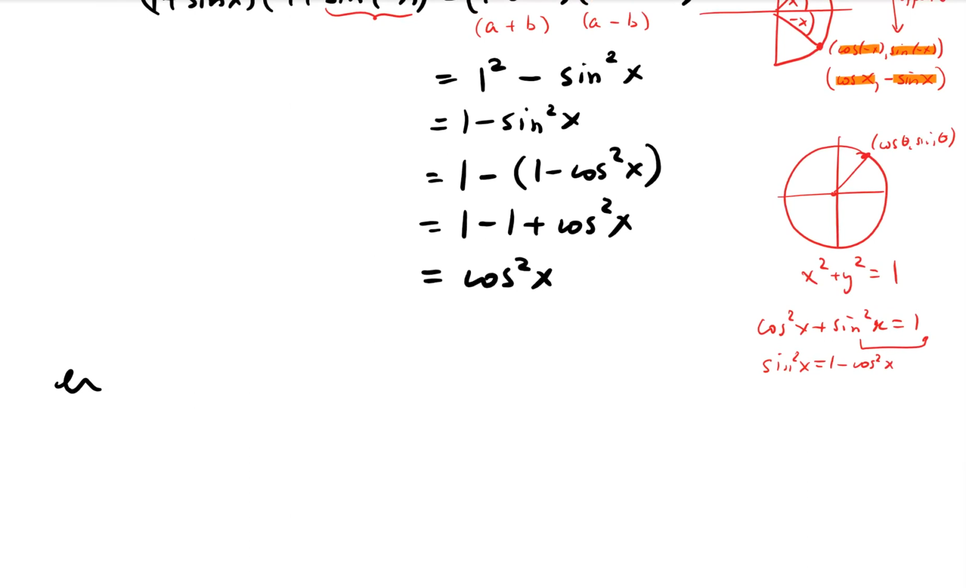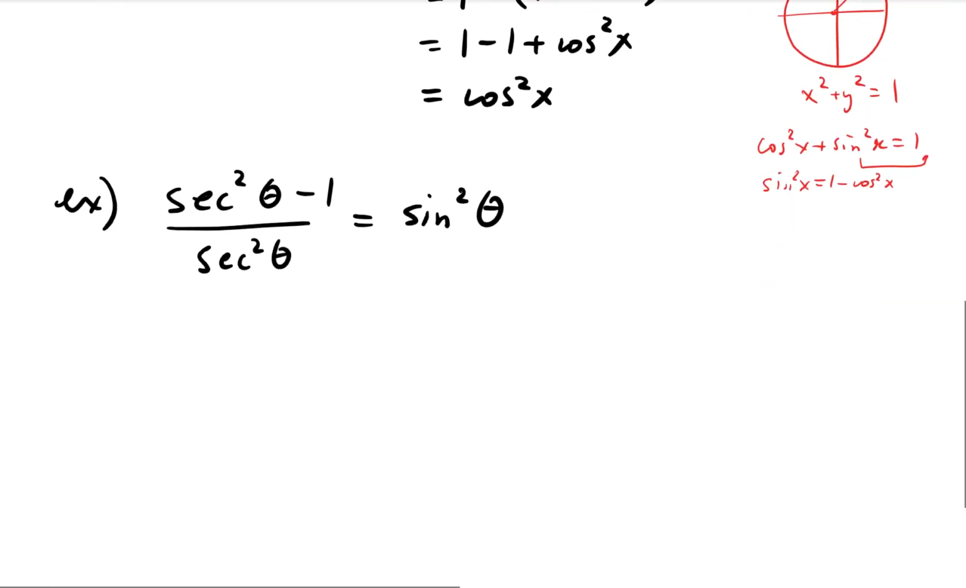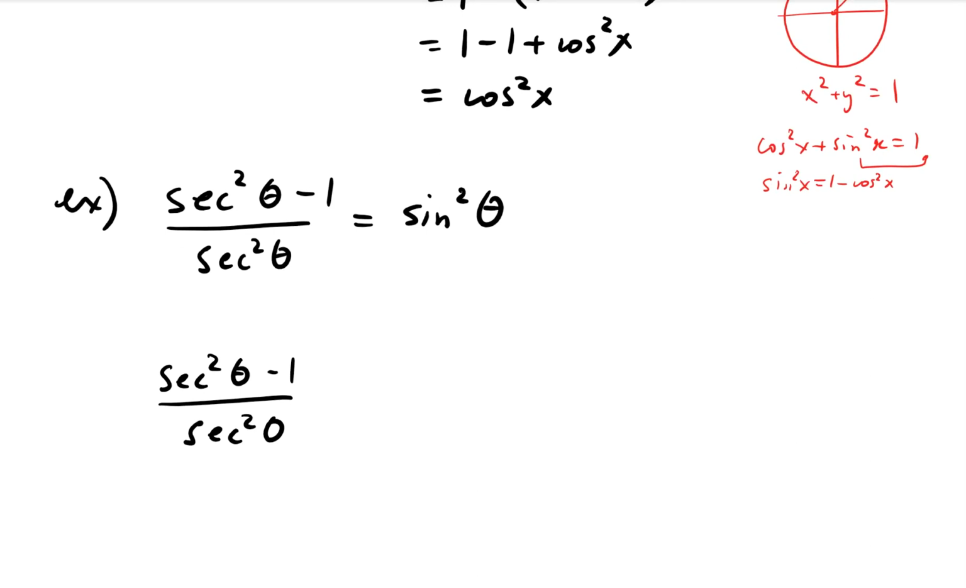Here's another one. We want to show that secant squared theta minus 1 over secant squared is the same as sine squared. So the complex side is clearly this one. So I started with that. And try to see if you can do that one on your own. I would pause and come back if you can.